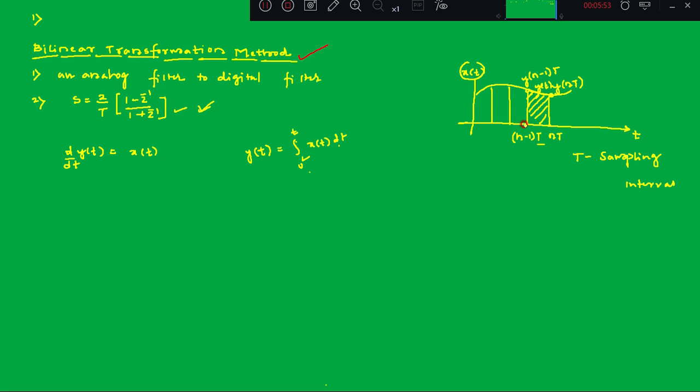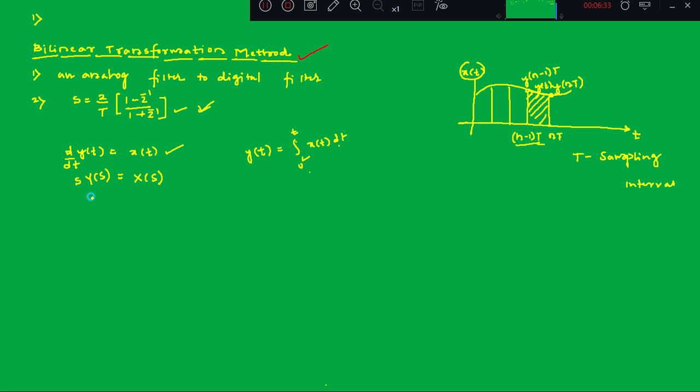But in this case, what are the limits? We have the limits from (n minus 1) times T to nT. So the lower limit is (n minus 1) times T and the upper limit is n times capital T. Understood? So if I take the Laplace transform of this one, what is the Laplace transform of this y of t? Since it is a derivative, you will get s times Y of s is equal to, what is the Laplace transform of this x of t? This is X of s.